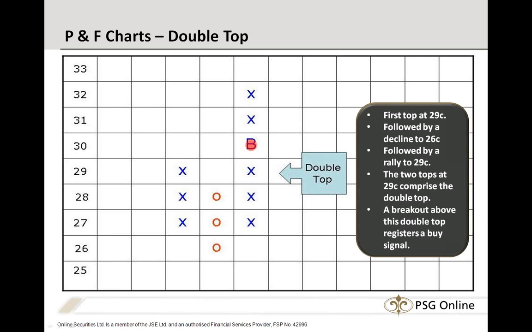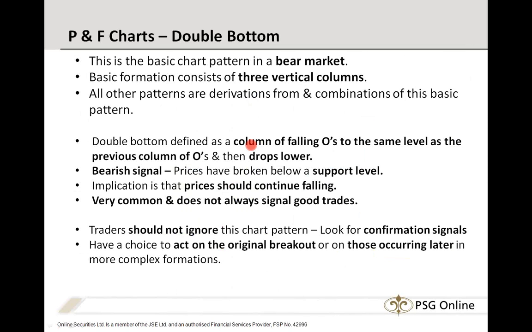So I've substituted that particular cross for a B representing the buy signal. So they break out above the double top, which registers the buy signal. We have the opposite, obviously, with a double bottom. This is a basic chart pattern in the bear market. Again, we need at least 3 columns.